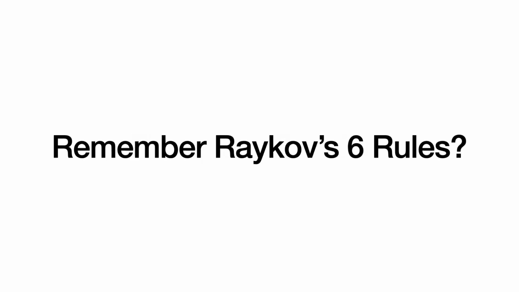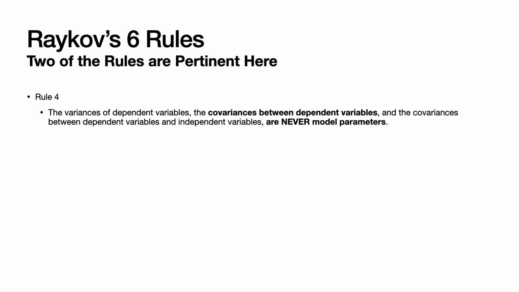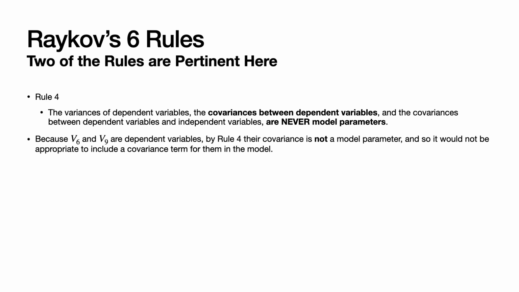Now, do you remember Raykov's 6 rules? 2 of those rules are pertinent here. Rule 4 says that covariances between dependent variables are never model parameters. Because V6 and V9 are dependent variables, by Rule 4, their covariance is not a model parameter, and so it would not be appropriate to include a covariance term for them in the model.